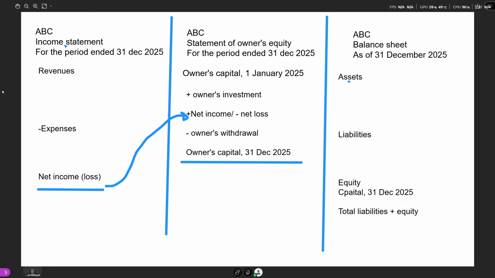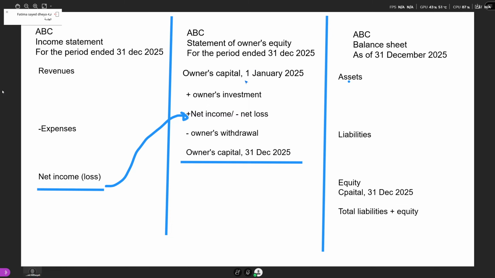In the income statement, the purpose of the statement is to show us how profitable a company is. This will give me my net income or net loss during the period. Then I need to prepare my statement of owner's equity. The purpose of the statement is to show me how the capital has changed throughout the period in 1 year. For example, here in year 2025, how my capital has changed.